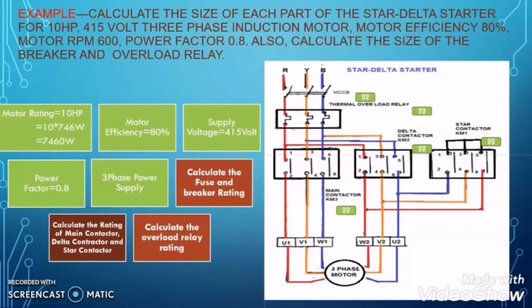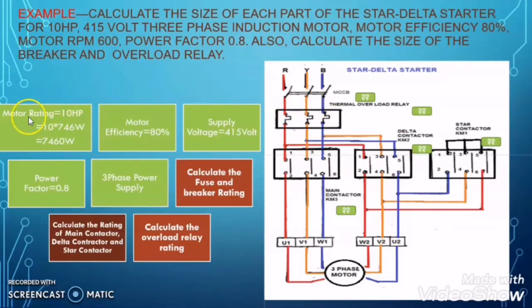So the question is asking to calculate each part of the star delta starter. What is each part? That is the main contactor, delta contactor and star contactor. Along with that we have to calculate the size of the breaker. What would the breaker size be for a 10 HP motor, and we need to calculate the overload relay rating also.